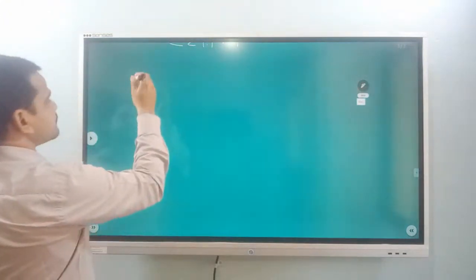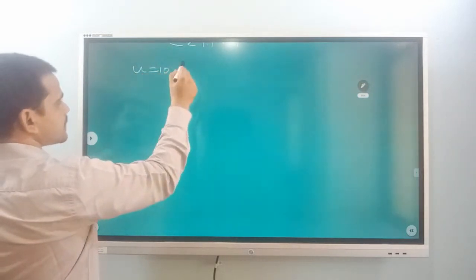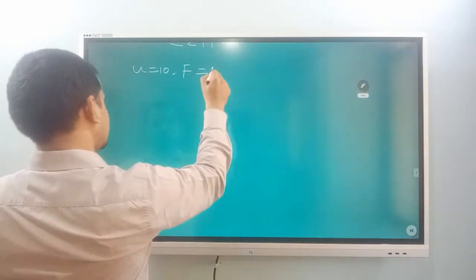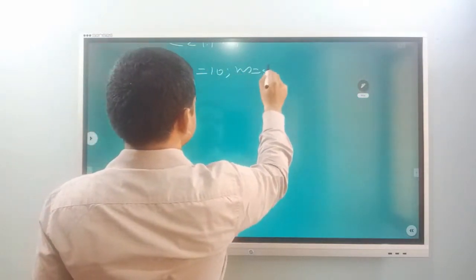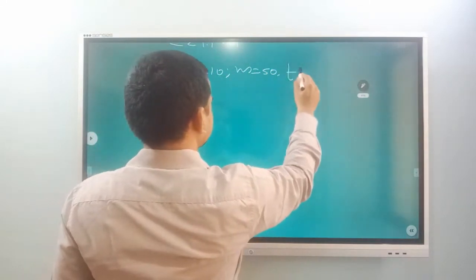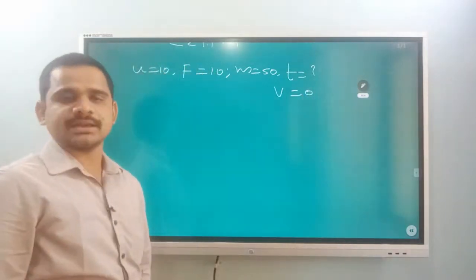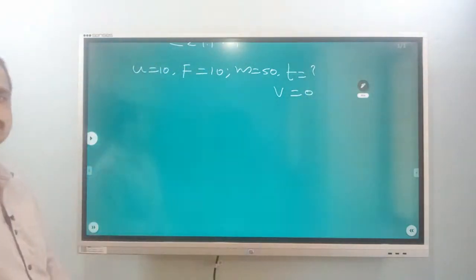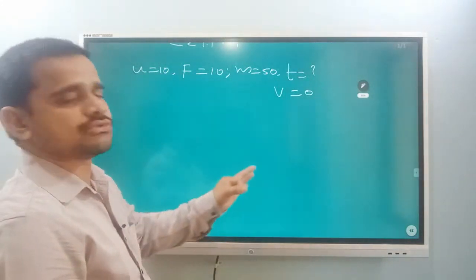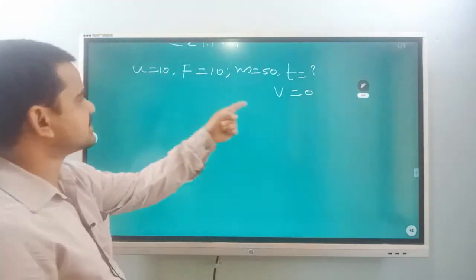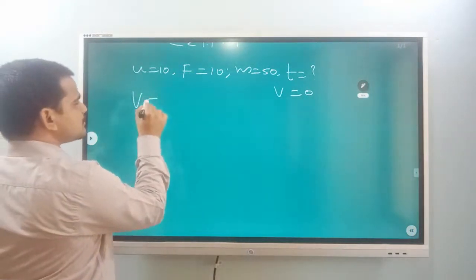Initial velocity how much? u is 10. Retarding force how much? 10 Newton. Mass of the body how much? 50. My question is, after how much time does the body come to rest? Means final velocity is 0. Which expression can I use here? V is equal to u plus at.